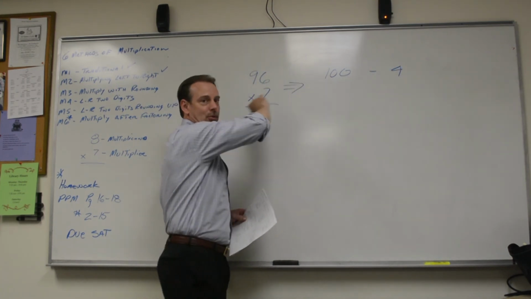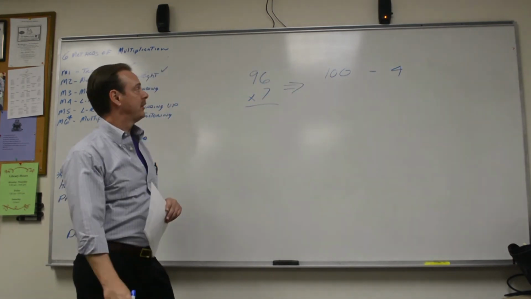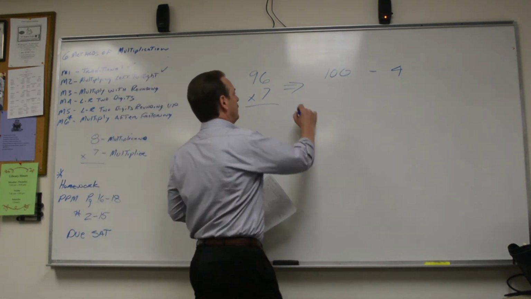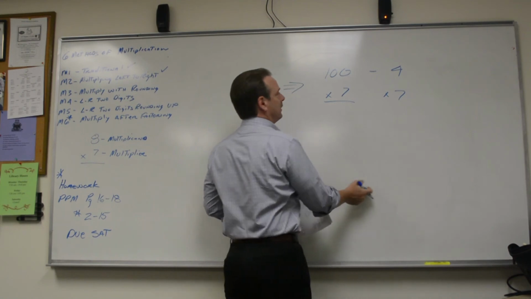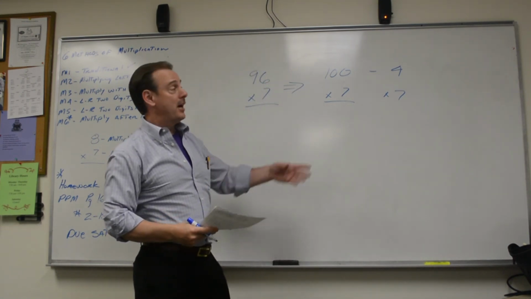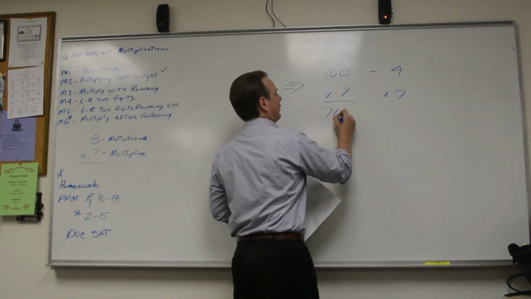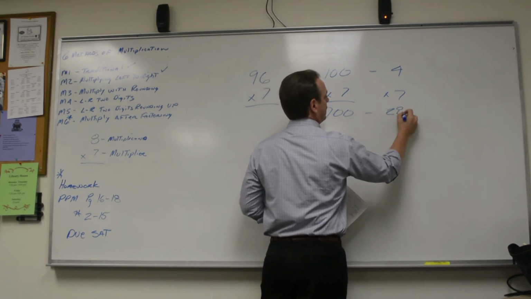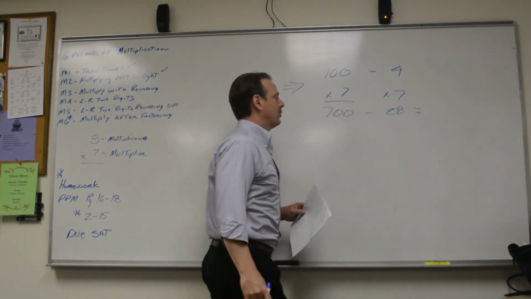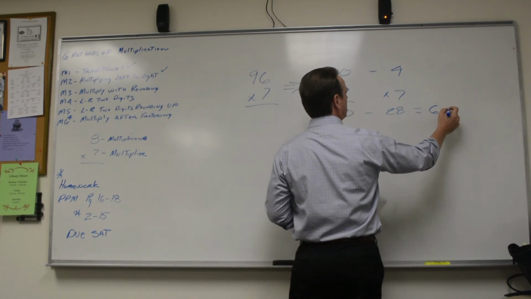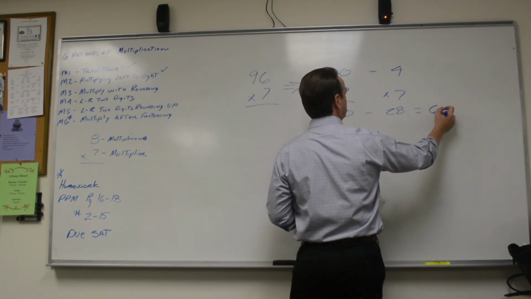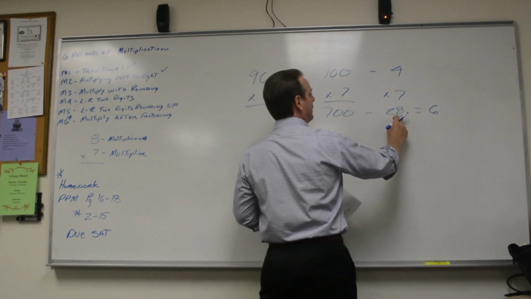See how that works? That's like one equation. That line has to equal itself. Now, I got to multiply this by 7 and this by 7. 700 minus 28 equals, what is it going to equal? 672. Yeah, 672.